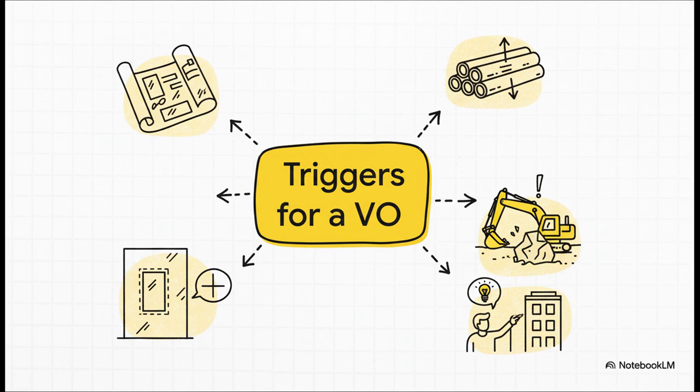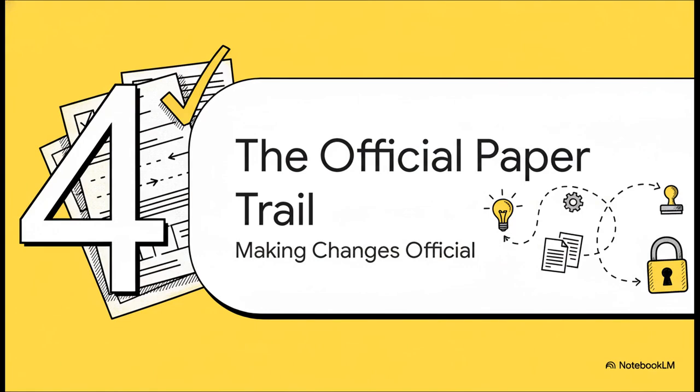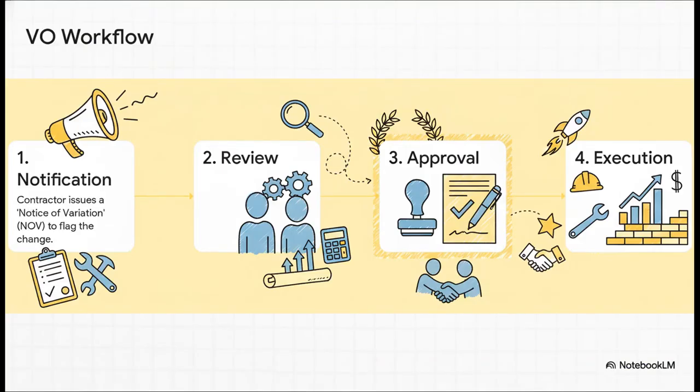All of these things need a formal VO. So, a change is needed. How does that go from being just an idea, or a problem, into an official, approved part of the project? Well, it all comes down to a super clear, super meticulous paper trail. There are no shortcuts here. And this workflow is strict.